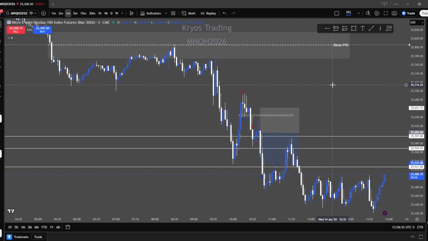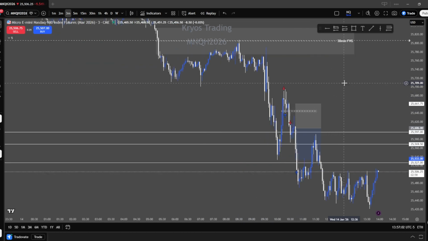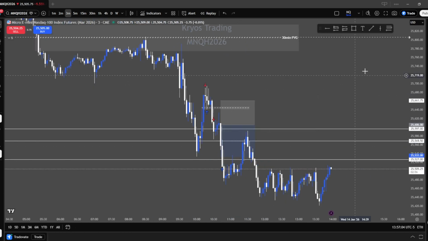Today I took one trade. Ignore this top trade right here. I accidentally pressed sell and then I had to close straight away. But this was the main trade over here, so I just want to go over why I entered, why my bias was bearish, and my draw.